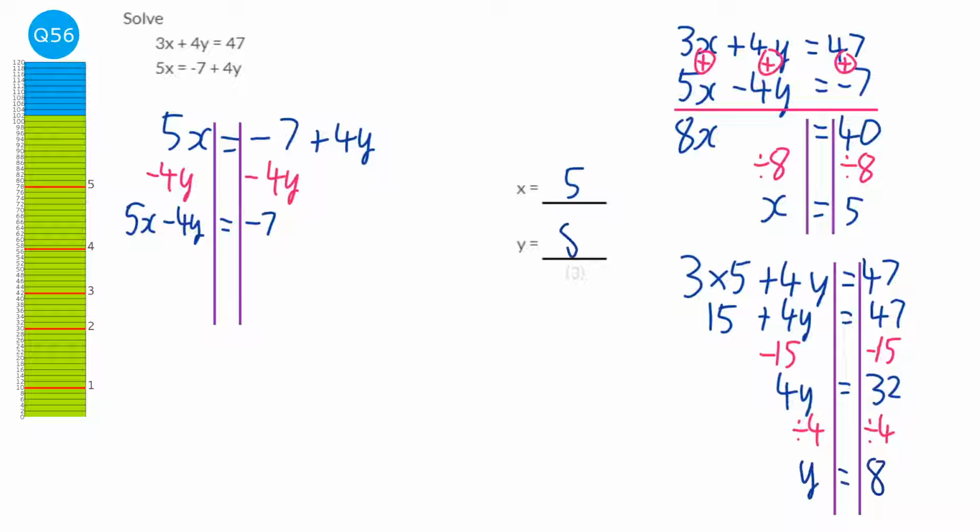Now we can check that using this equation here. So 5 times 5 was 25. Take away 4 times 8, which is 32, is minus 7. So we know we've got it right.